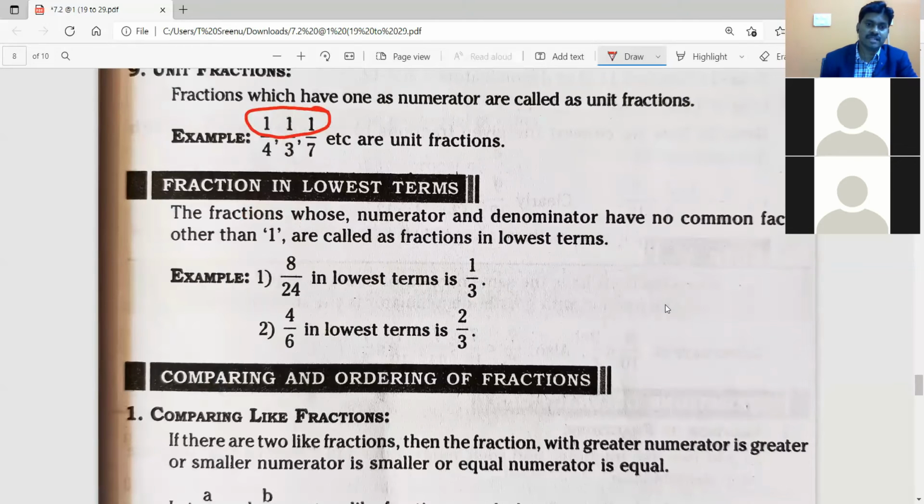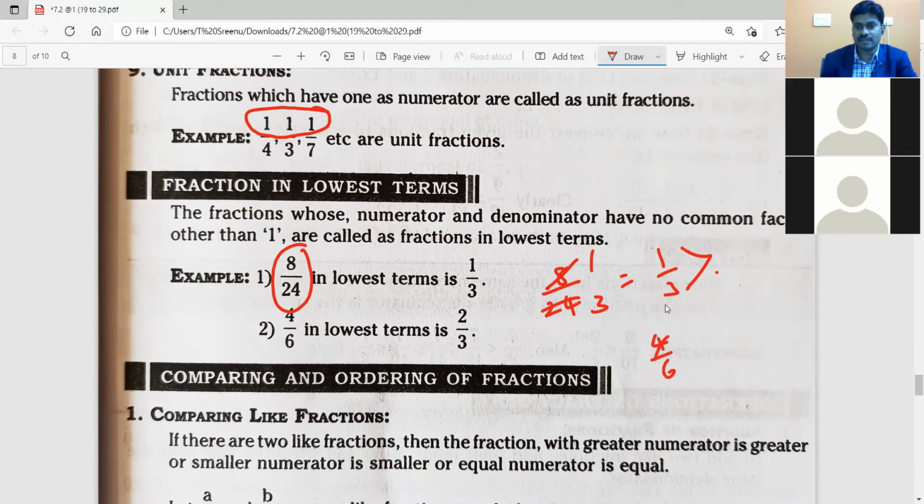Lowest term means simplification. 8 by 24 you take, cancel with a common number, 8 ones are 8, 3 8s are 24. We can't cancel further here. 4 by 6 you take, cancel: 2 ones, 2 threes, 2 by 3. So we can't cancel further. These are prime numbers we will get. Then it is called lowest terms or simplest form, anything we can say.